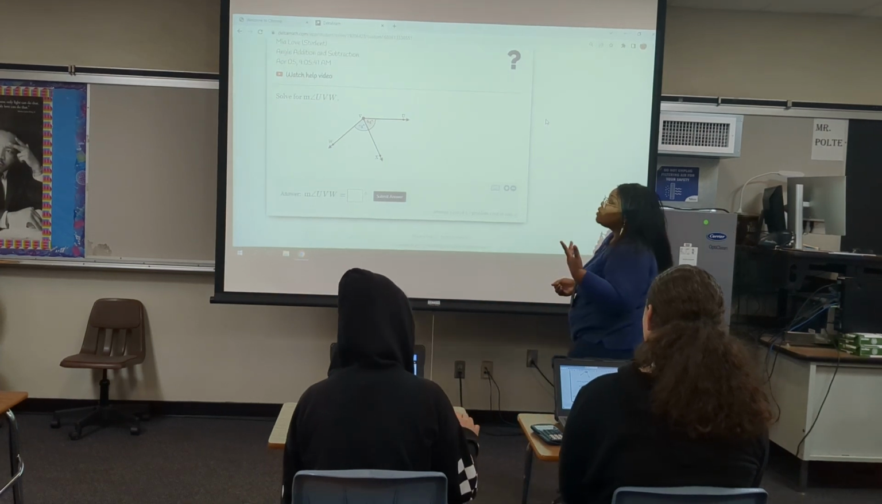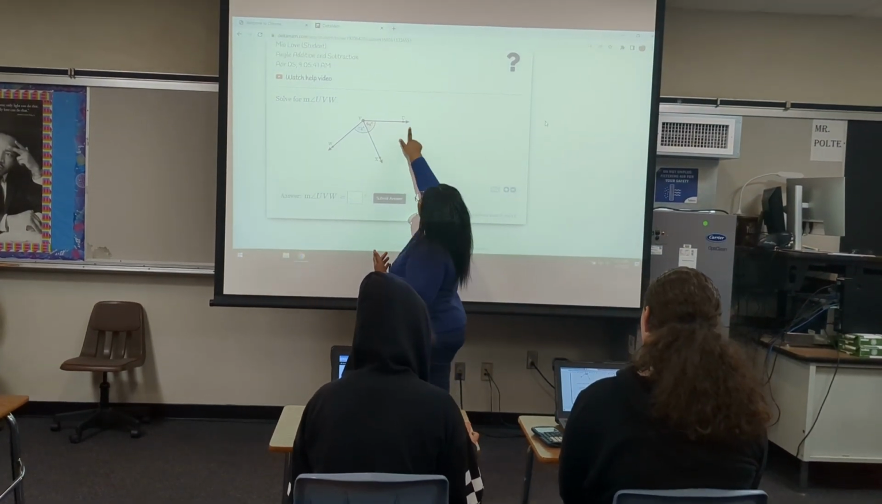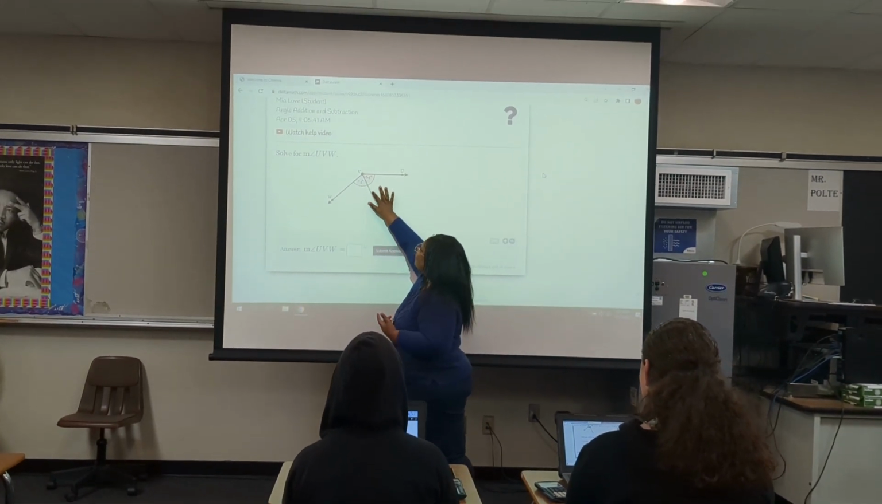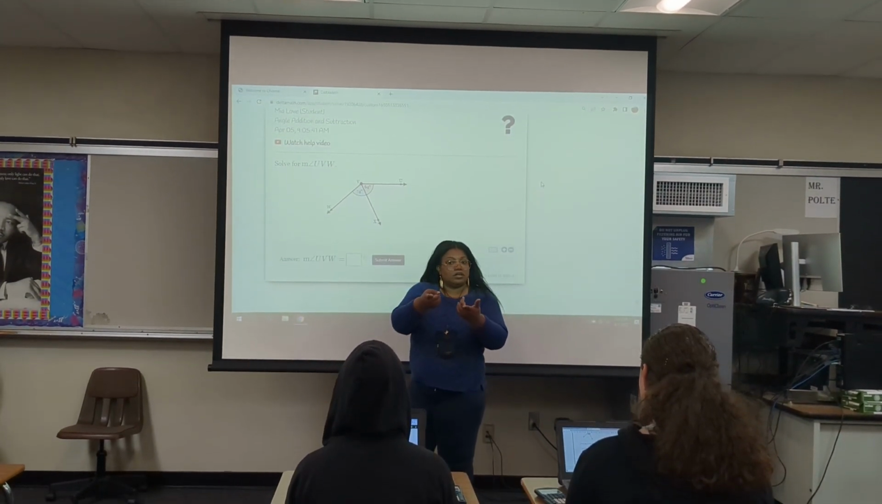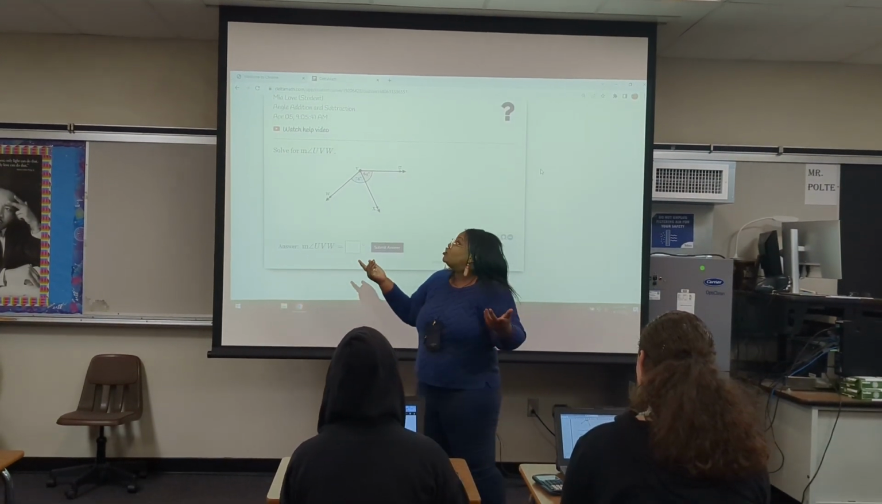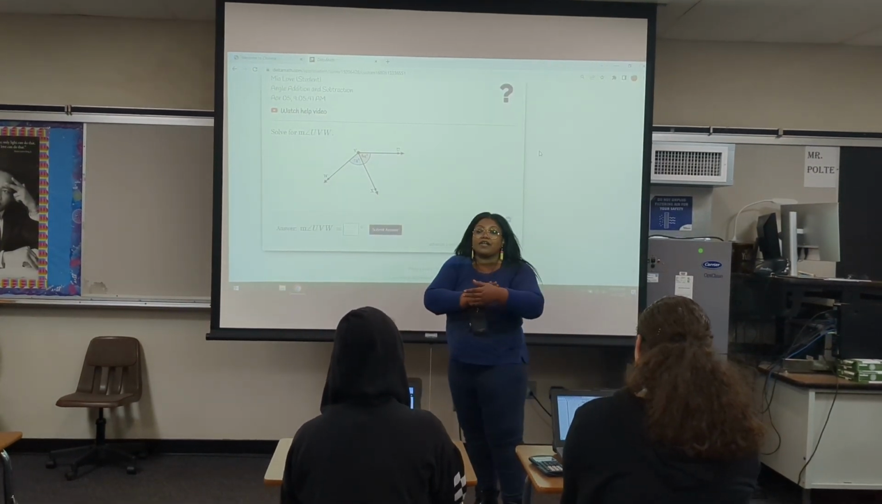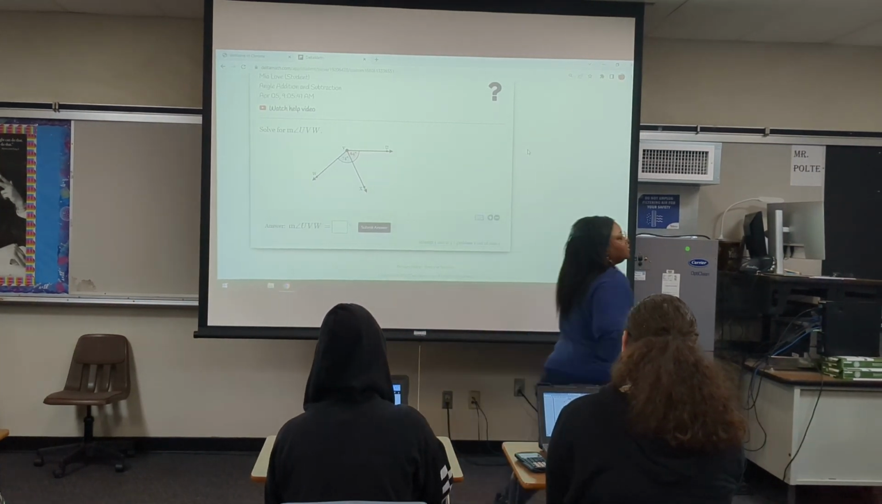Alright, so we're supposed to be solving for U, V, and W, right? U, V, and W are right here, so we need to find the sum of all this area right here. How do we find the sum of those areas? Exactly, we add them together. So we're going to take 74 and 64 and add them. Can you do that on your calculator right now? 138? Okay. Let's see.